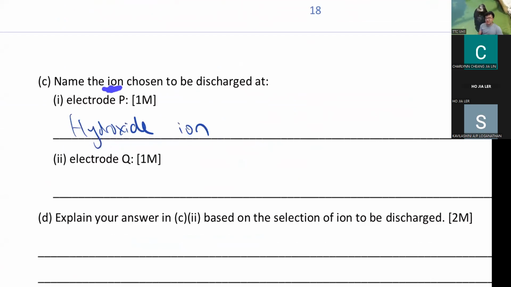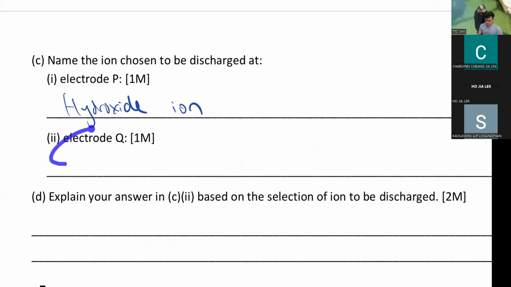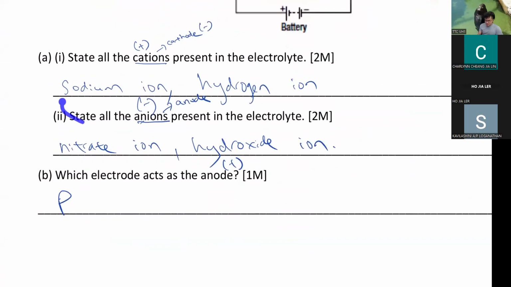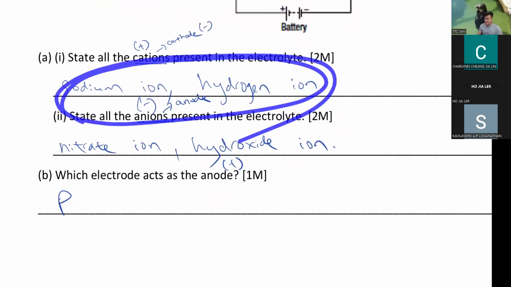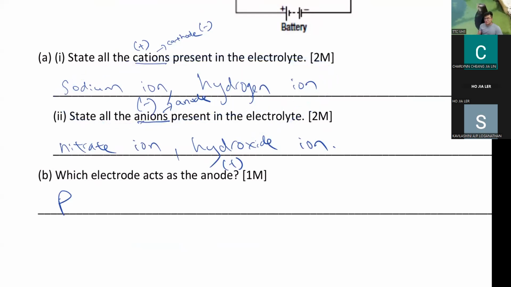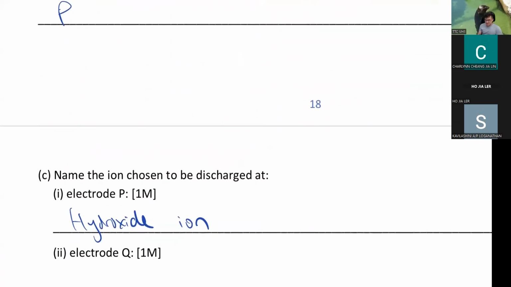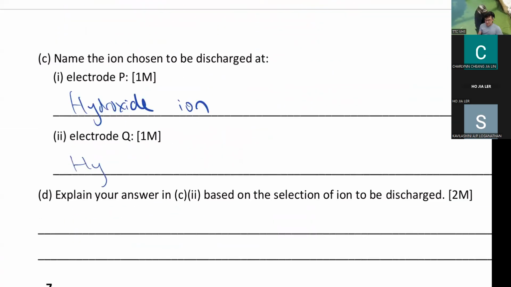Is this the answer? Yes, because it's ion. They are not asking for the product. They are not asking for the observation. Okay, they are asking for the ion. What about electrode Q? Who is chosen? Who is the uglier one? The uglier one is the hydrogen.